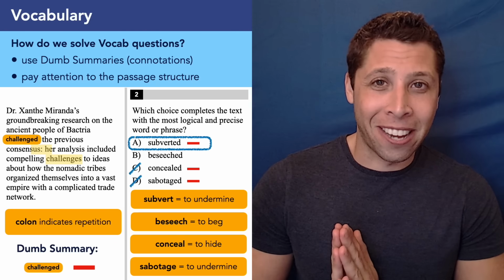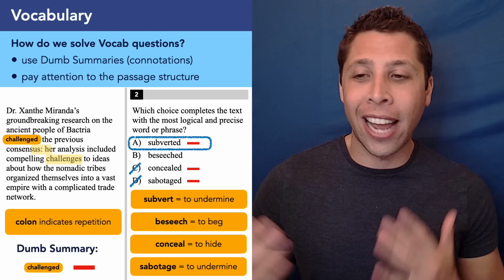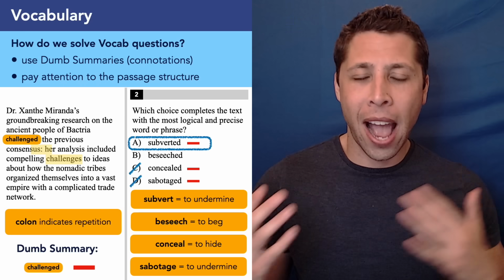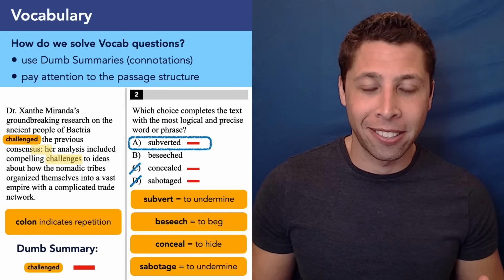But look at that word sabotage, right? It also means to undermine, right? The same thing as subvert. So what is going on? How can subvert be right and sabotage be wrong if they mean the same thing? That doesn't seem to make sense.